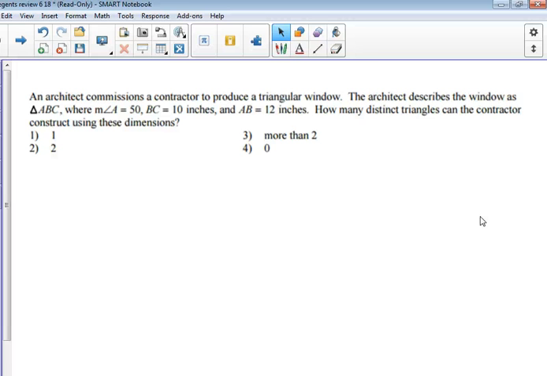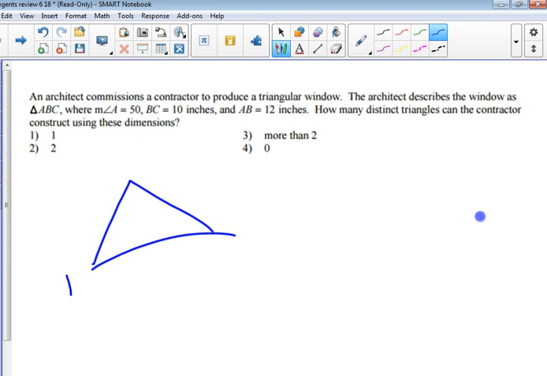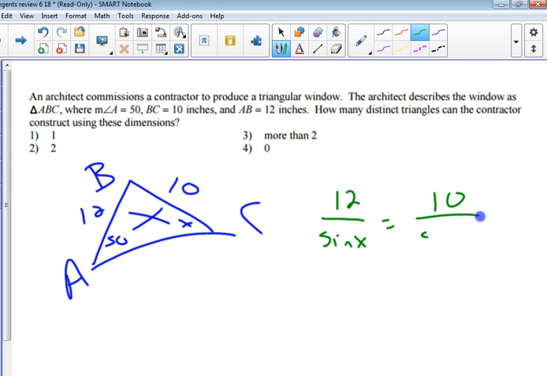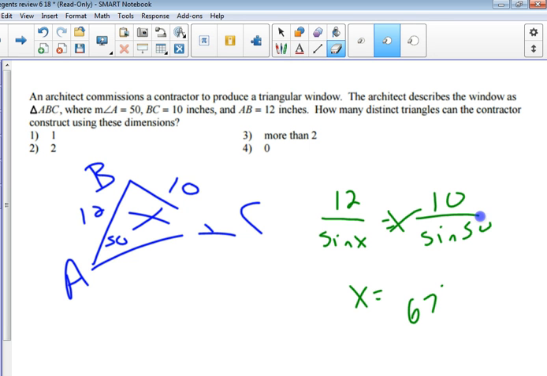All right, awesome, guys. Hopefully you'll have enough time to start this. BC is 10, AB is 12. When you set up your law of sines here, 10 times sin 50. What did you get your first angle to be? 67. Good. Now we want to test it out. If I put 67 in here, am I okay? Yeah, you're not over 180. So 67 works. You always have to test.